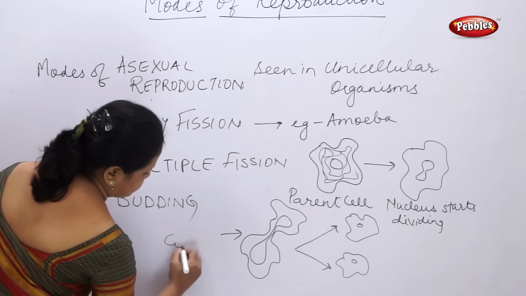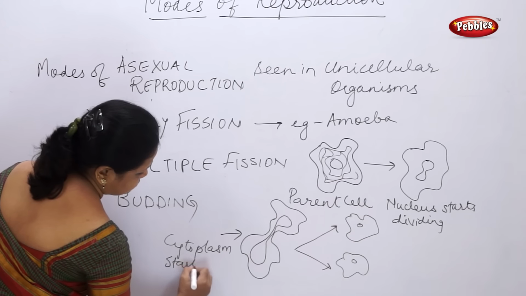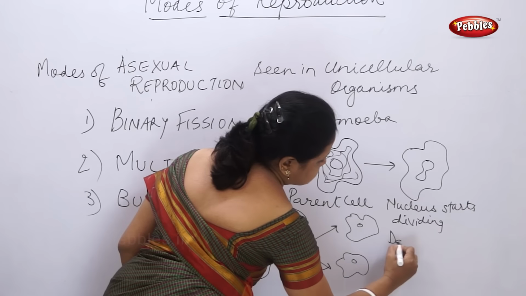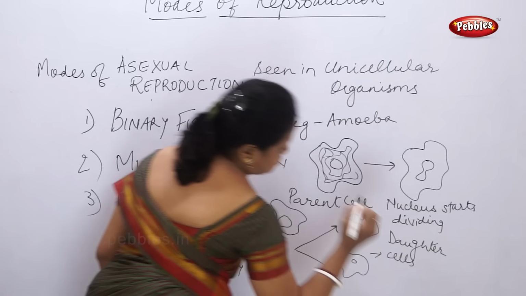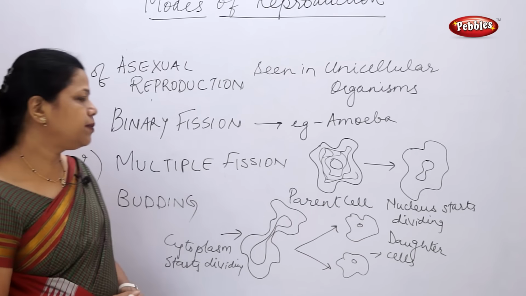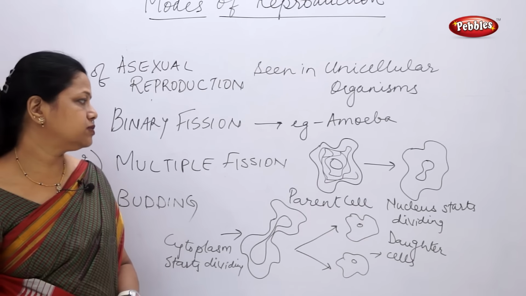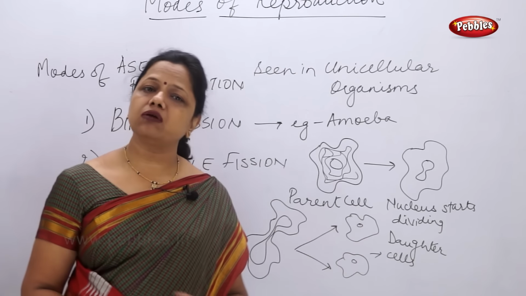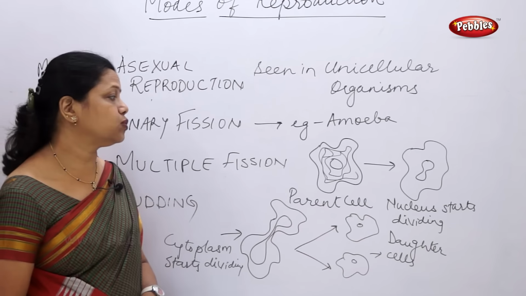So here the cytoplasm starts dividing, and these are the daughter cells which are formed. This is how binary fission takes place in amoeba. Binary fission is seen in amoeba, and it is also seen in other unicellular organisms, in many prokaryotes and protozoa.